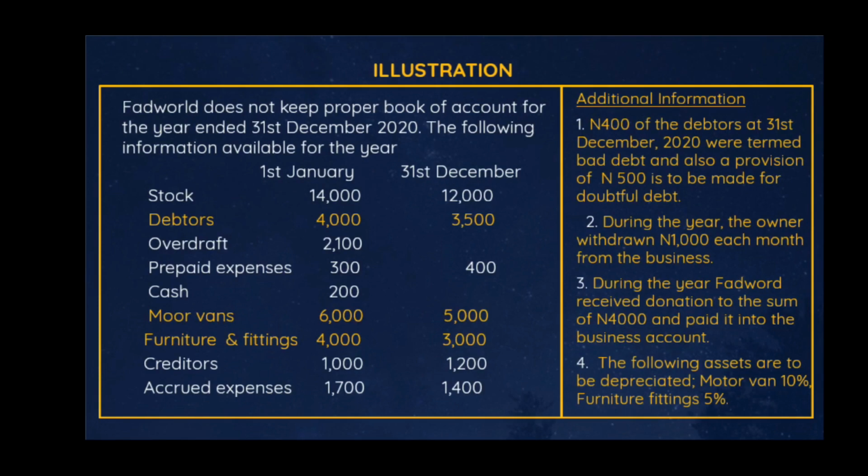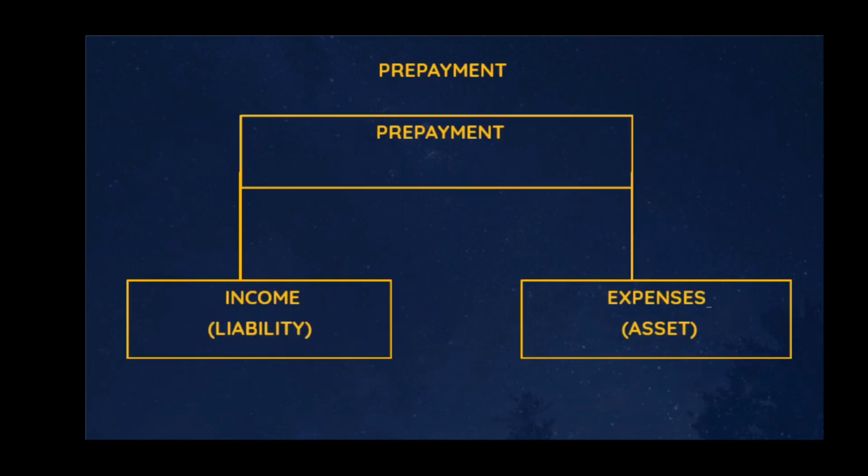Now the next entry. So we have overdraft. Overdraft is a liability. This occurs when a business withdraws more than they have in their bank account. It is called overdraft. It is a liability. Then the next item, we have prepaid expenses. What is prepayment? Prepayment means payment in advance. That is when you make payment in advance, so the extra amount you made is called prepayment. So prepayment can be income, it can also be expenses.